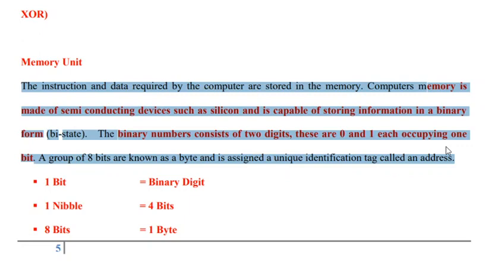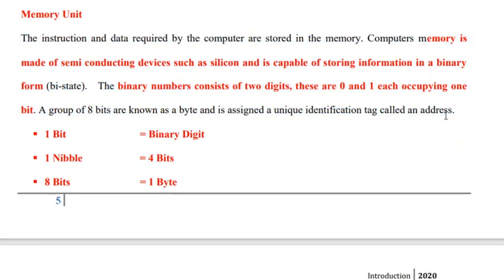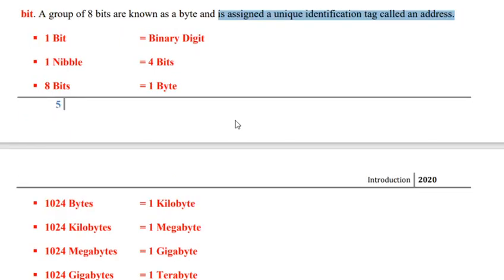So a 0 or 1 occupies 1 bit of memory space. A group of 8 bits is called a byte, and with each and every byte an identifiable tag is associated. This is called an address. So with every byte of memory, we have an address value that is assigned. Now let us try to learn some of the notations that are used for representing memory.